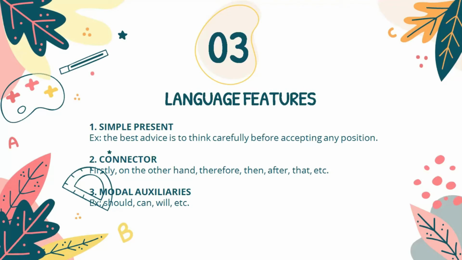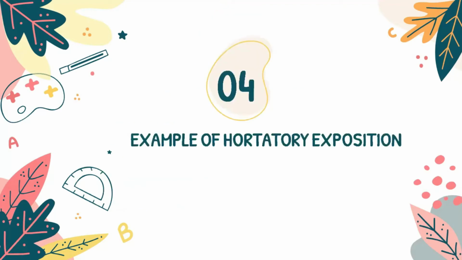And the second, connectors. For example, firstly, secondly, thirdly, on the other hand, therefore, then, after that, and many more connectors. And the third, modal auxiliaries. For example, should, can, will, and so on. Next slide is an example of hortatory exposition.